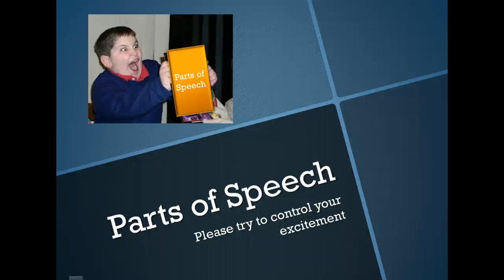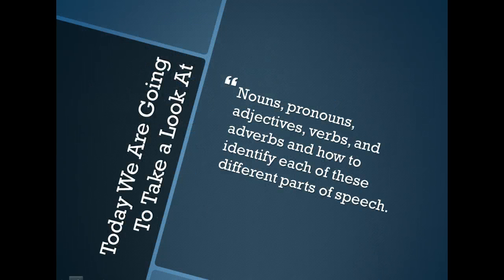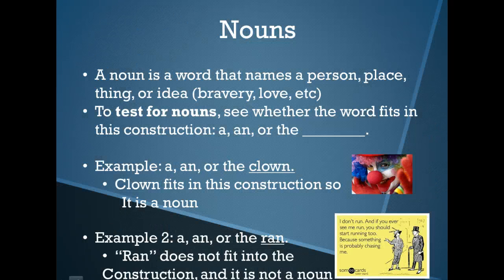Today we're going to be looking at parts of speech. The reason why we specifically talk about parts of speech is so we know how certain words function in a sentence. This helps us form coherent and interesting sentences. Today we're specifically going to be looking at nouns, pronouns, adjectives, verbs, and adverbs, and how to identify each of these different parts of speech.